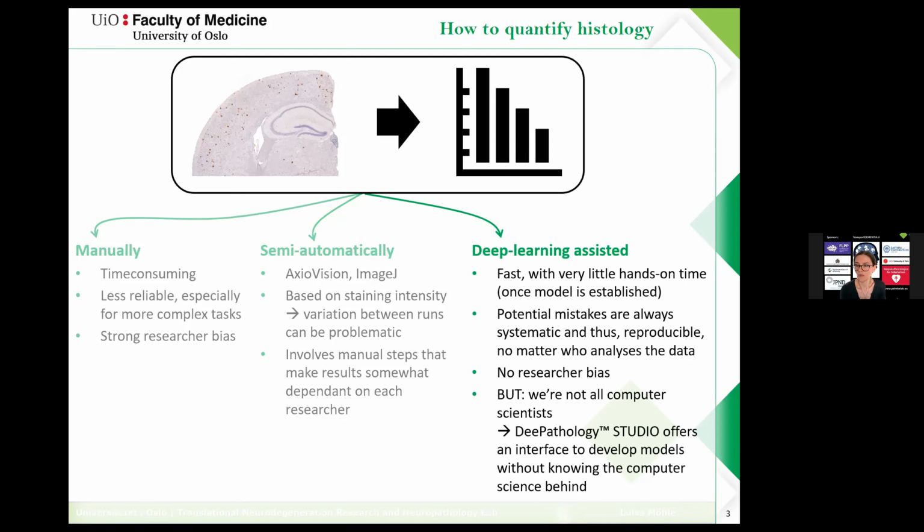So now we have a new method. It is deep learning assisted quantification, which is a very fast method, especially with very little hands-on time, especially once your model is already established. And what is also nice is that even though it may make some mistakes, they're always systematic and reproducible, no matter who analyzes the data. So if you have a mistake, it will affect all slides from all groups, from anything. So that in that way, we get rid of quite a big part of the researcher bias.